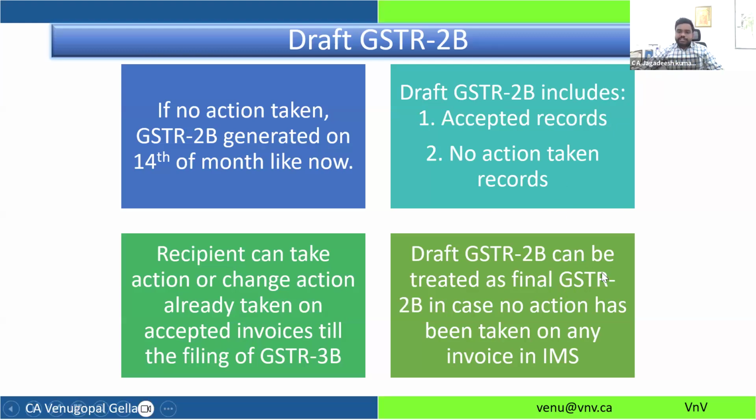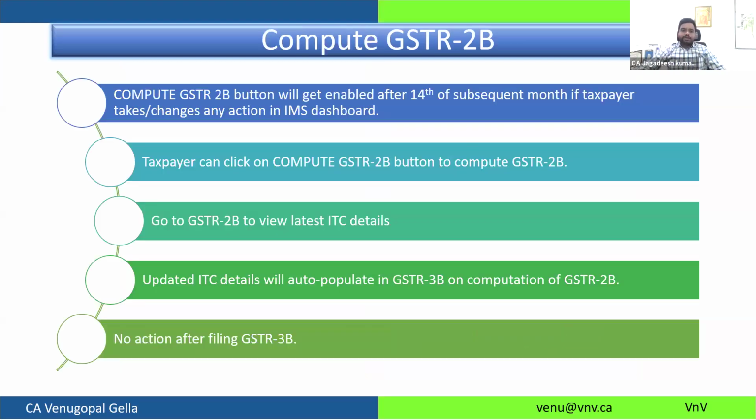The draft GSTR-2B can be treated as the final 2B if we have not taken any action on 2B, whether before or after generating it. Your draft GSTR-2B will be your final GSTR-2B because there is no change. When I have to click compute GSTR-2B, if we have seen that workflow, before 3B you can find the compute GSTR-2B button. This will get enabled only after the 14th. After generating your 2B, this button will get enabled.